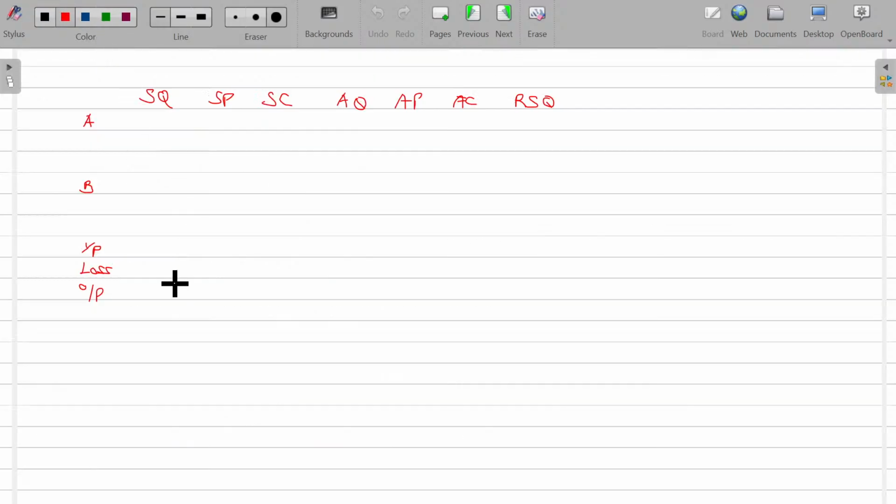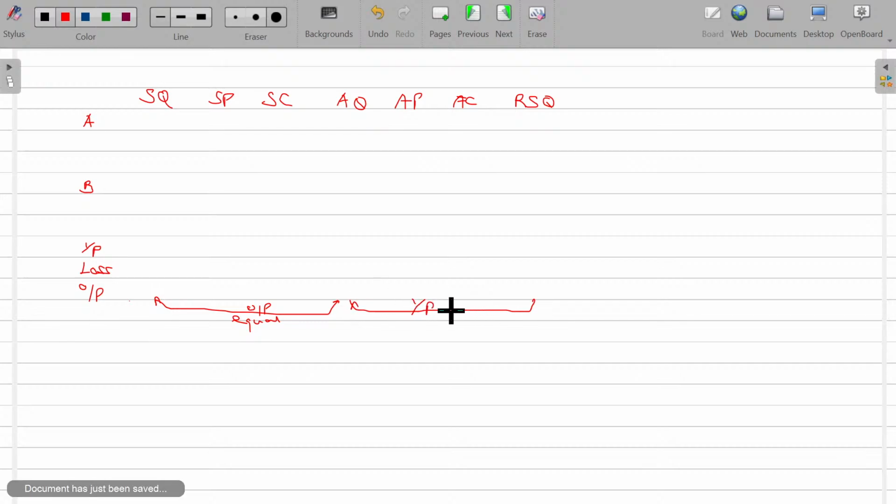So the main point to be noted here is the output should be same for actual as well as standard. And between actual and RSQ, input should be same. Between these two, what should be same? Input should be equal. This is related to standard. These are related to actual. Standard and actual.